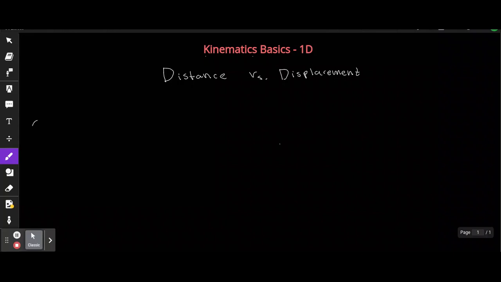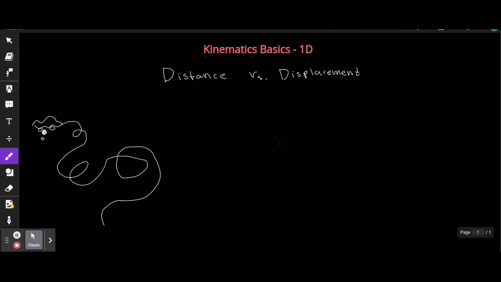So for example, if I have a car, very badly drawn, that starts right here at position 0 and travels on a curvy, loopy road and ends right back at its original position, the distance traveled is the total distance of this road. Let's say that this road is 30 miles. That means the distance that this car has traveled is 30 miles.